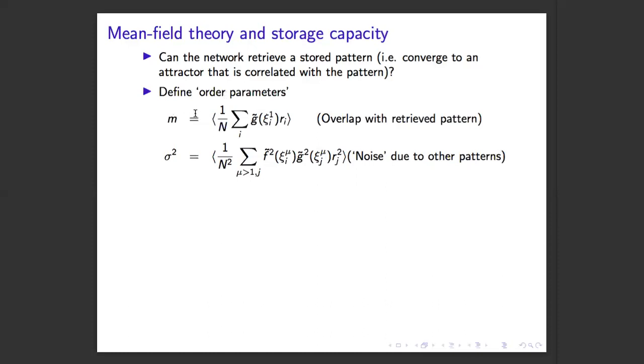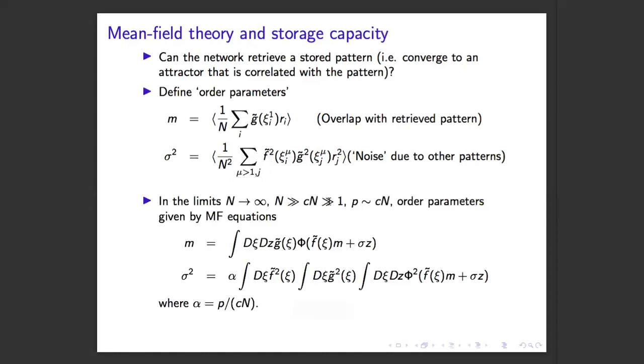So to do this, you need to define some order parameters. In particular, we have an order parameter M that characterizes the overlap of the network state. Here, r_i is the firing rate of neuron i, with one particular pattern that is currently retrieved by the network, so here pattern number 1, say. You have another order parameter which is proportional to the average of the squared rates in the network, and that order parameter describes the noise due to other patterns that are stored in the connectivity matrix. So here you have a sum over all other patterns stored in the connectivity matrix.